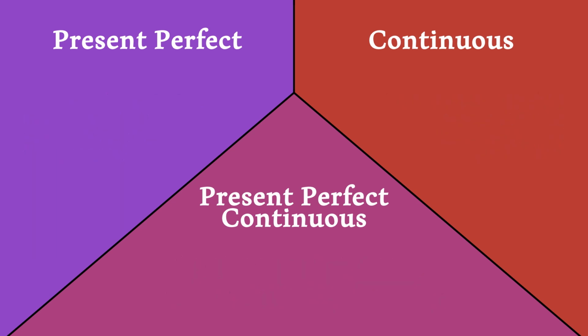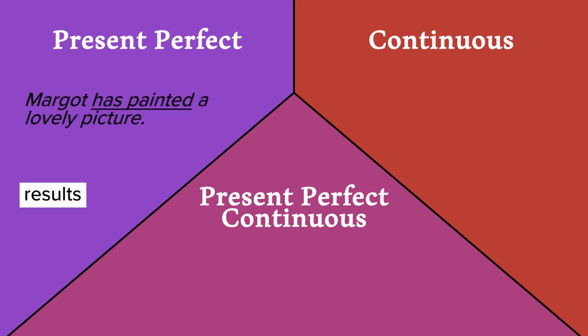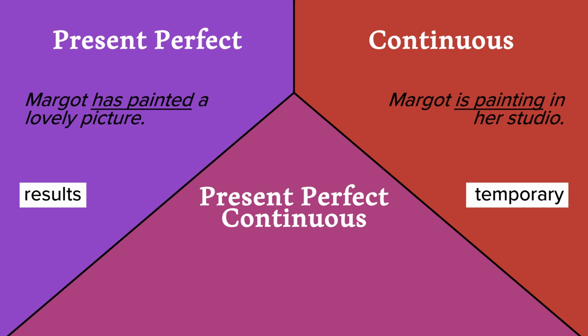One of the ways present perfect can continue to be relevant is if the past verb's results extend into the present. For example, the result of Margot has painted is that now she has a lovely picture she can add to her gallery. If we use the continuous to say Margot is painting in her studio, we express what she's actively doing now with the understanding that it's temporary. We can combine these two ideas to highlight temporary results.